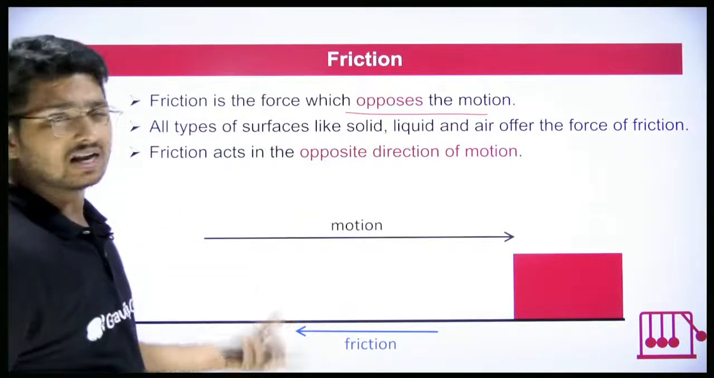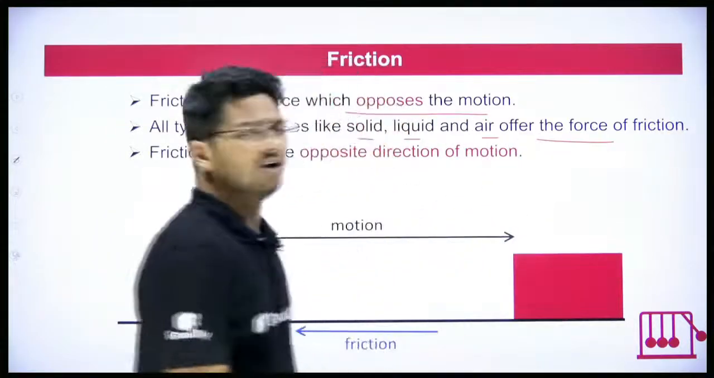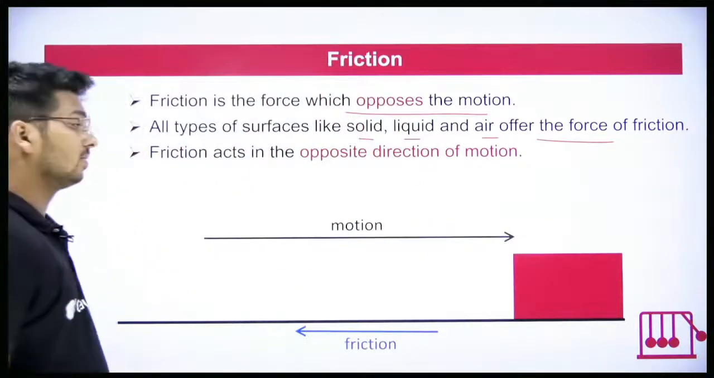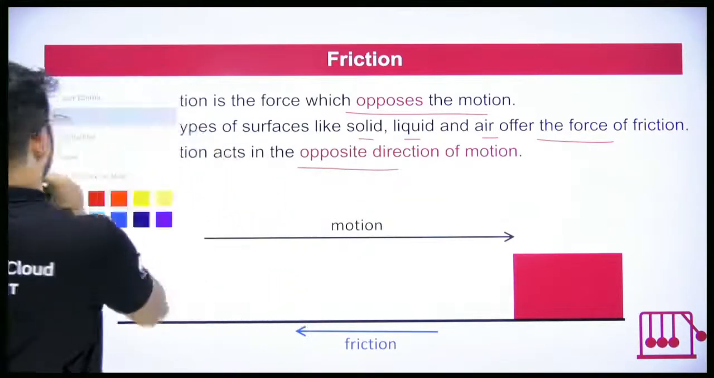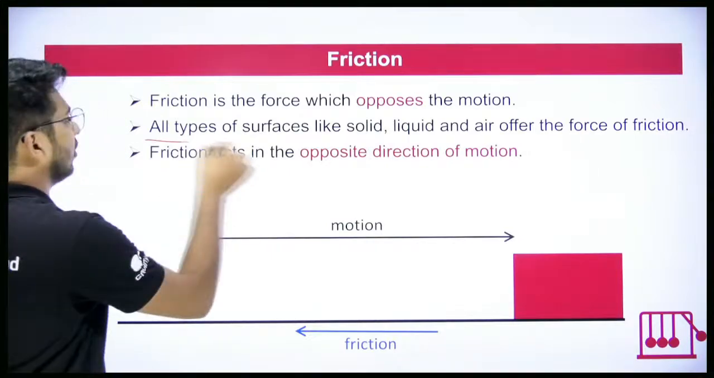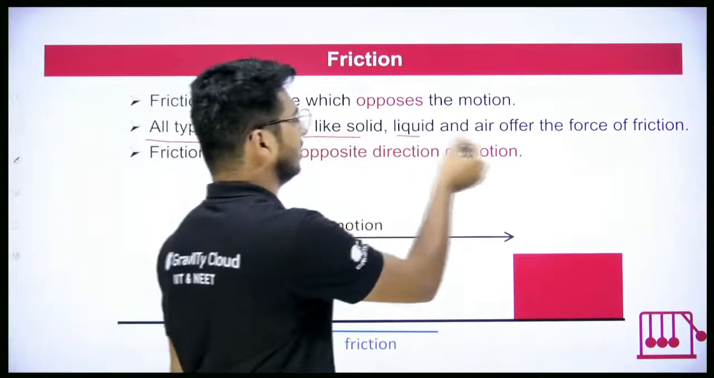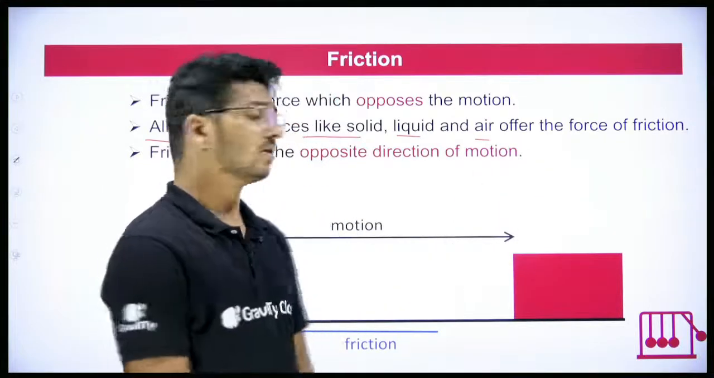In fact, all types of surfaces like solid, liquid and air offer the force of friction. And friction acts in the opposite direction of motion. That you can clearly understand here. The second point, all types of surfaces like solid, liquid and air. It's a very basic, very important point.